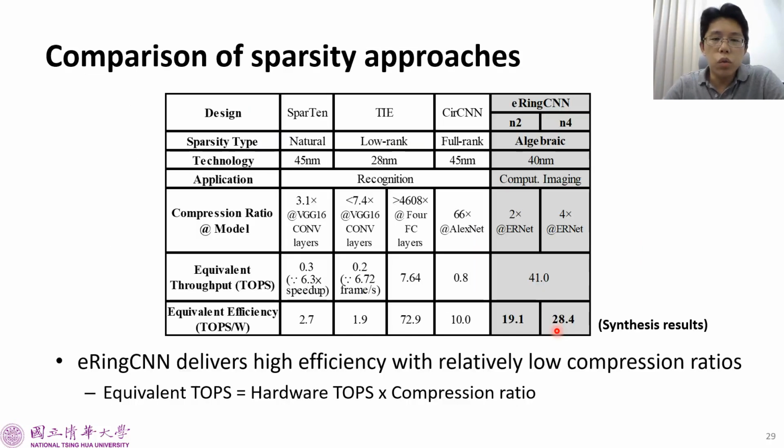Finally, we compare 2 different sparsity approaches. Spartan for natural sparsity, TIE for low-rank sparsity, and RingCNN for full-rank sparsity. We compare them in terms of equivalent efficiency, which is related to hardware efficiency and compression ratio. RingCNN can deliver high efficiency with relatively low compression ratios 2 to 4. This advantage is from our choice of using algebraic sparsity.